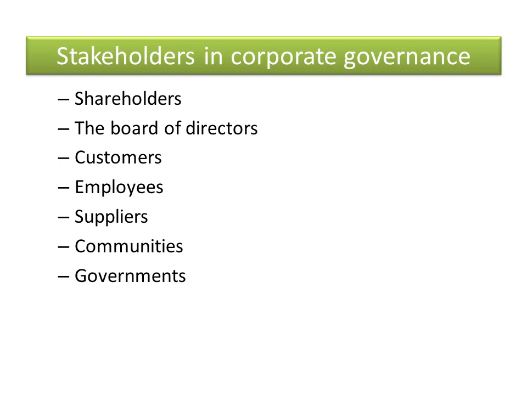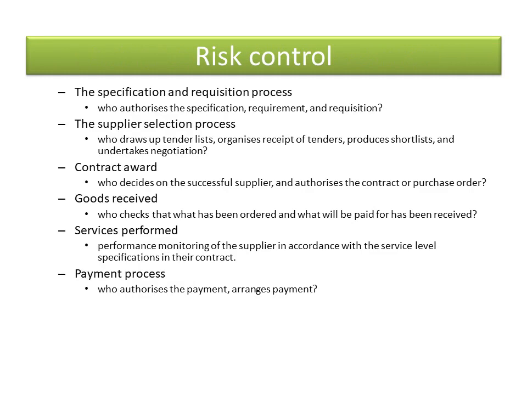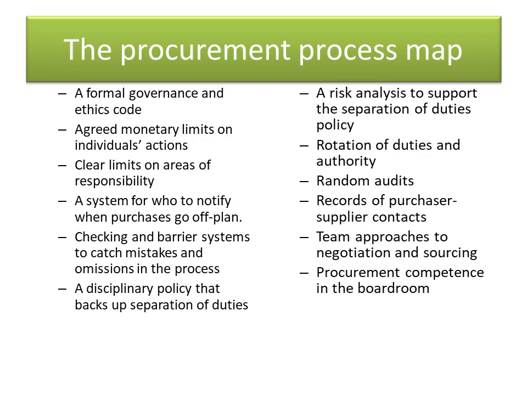Stakeholders in corporate governance, who are they? They're the shareholders, the board of directors, customers, employees, and of course our suppliers, local communities and government. So how do we control risk? Clear specifications, good supplier selection processes, contract award processes, goods received, services performed, and payment processes are all important in controlling risk. A procurement process map is mapping obviously procurement processes.